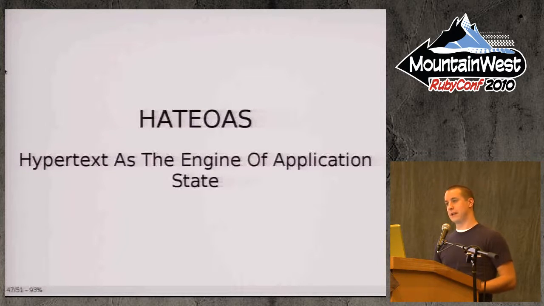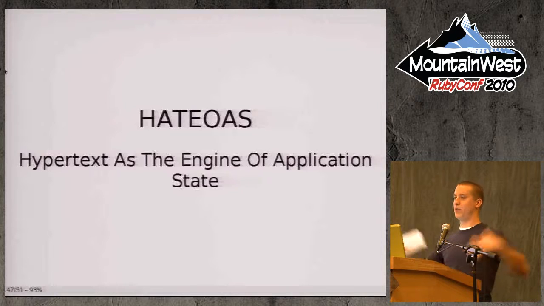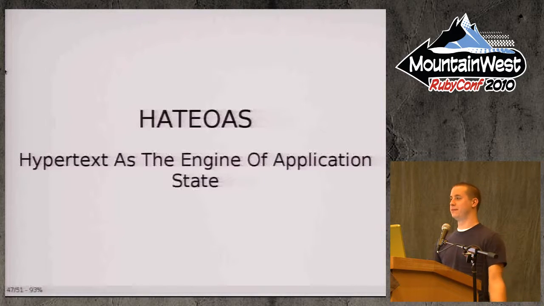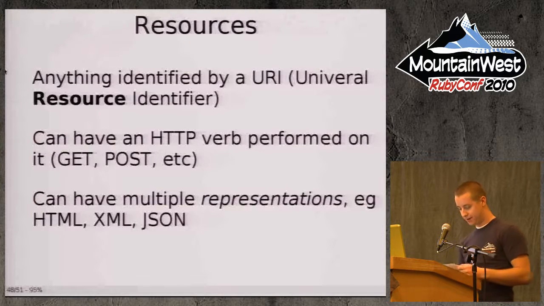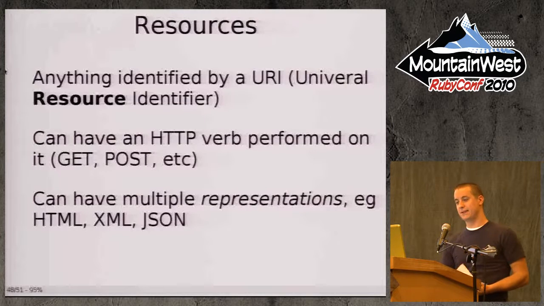When you link between resources, one resource is one state and the next resource is the next state, rather than having one big spot where you do things, send and receive, and store everything that has been going on in a cookie. A resource is anything that's identified by a URI, a universal resource identifier. It's something that you can do an HTTP request to.